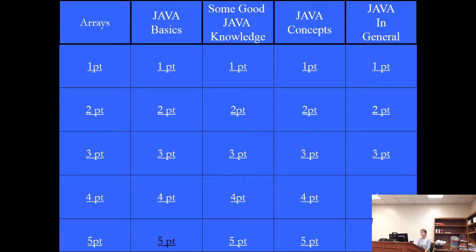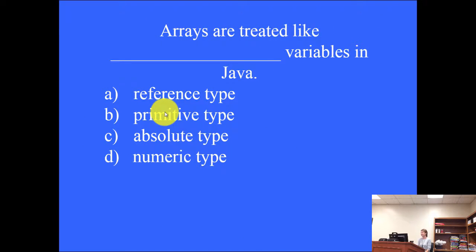All right. Cool. You got a 1 in 4 chance here. Arrays are treated like blank variables in Java. Take a guess, Anthony. What is it? D? No. What is it, Rebecca? In my head, it is A. It is a reference type.